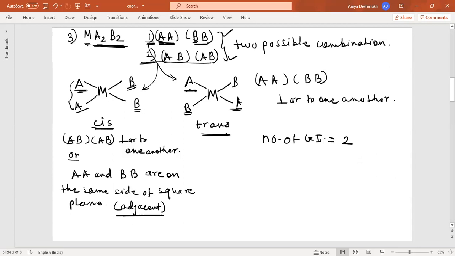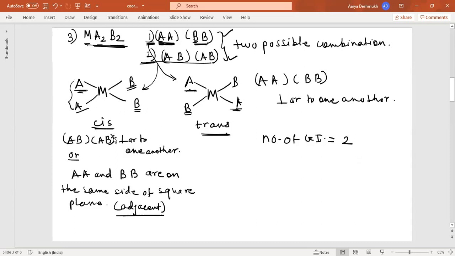Okay. So even if you don't draw the structure, just by knowing the possible combinations, you can easily know how many geometric isomers are possible in these types of complexes. I just explained this to show which one is cis and which one is trans, because many MCQs are asked based on this. So you should understand what a cis isomer is and what a trans isomer is.